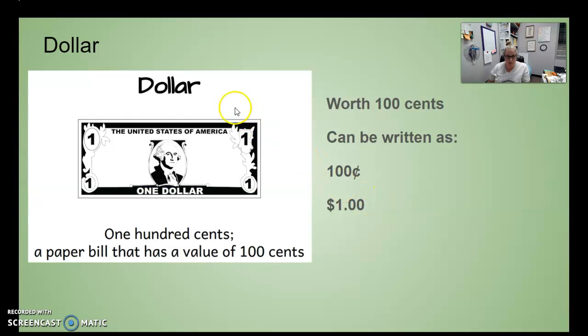The last one is a dollar. When you have a dollar, you actually have the paper money instead of the coins. It is worth 100 cents. It can be written as 100 with the cent symbol, or it also can be written with the dollar sign. And you'll notice now the 1 is on the other side of the decimal point. And that's because the decimal point's job is to separate wholes from a part of a whole.